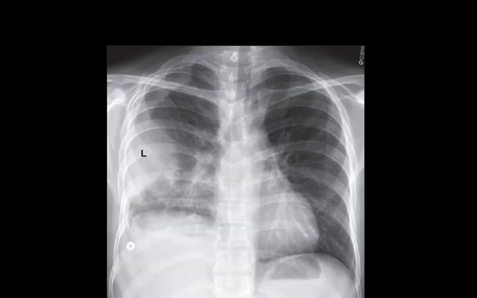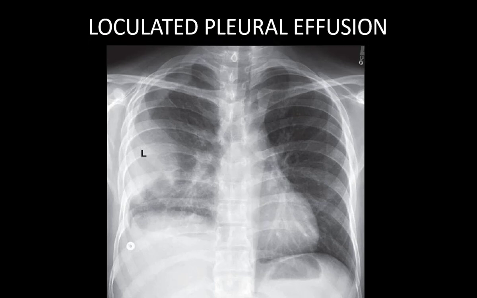What is this? See, now on X-ray it's difficult to comment what is the exact pathology here, but you can see a wedge-shaped opacity which could be infarction, which could be consolidation, and which could be a loculated pleural effusion. So you have to confirm with the CT or the ultrasound findings. So this was a loculated pleural effusion which can be confused with infarction or consolidation.